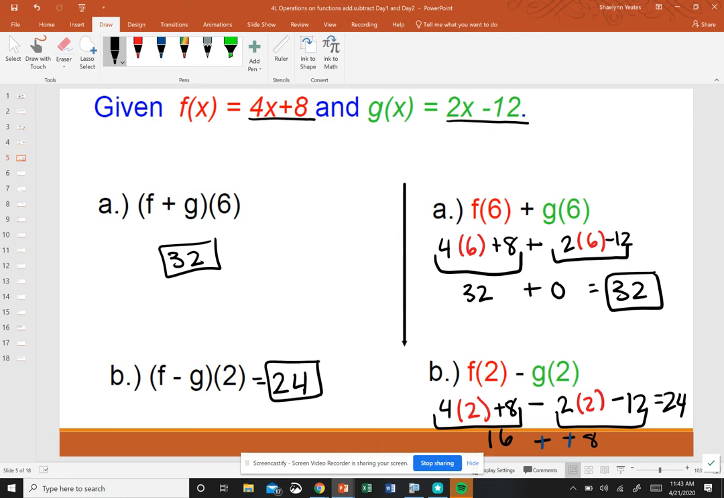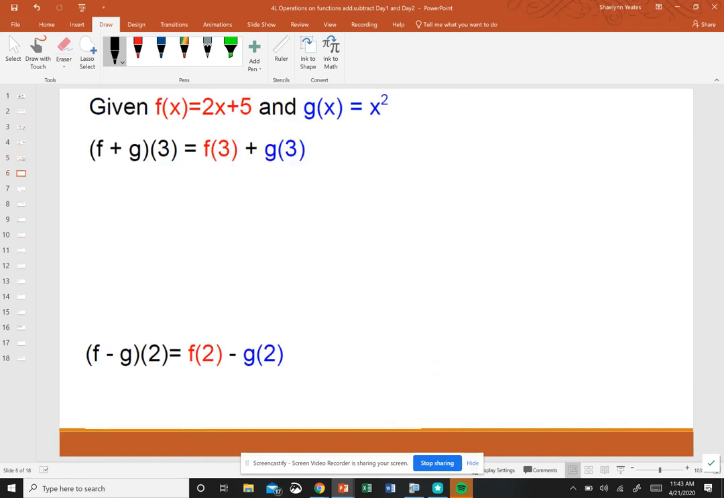All right, how you feeling? This is where the new stuff is. Right, let's look at this. So we're going to do f of x and g of x are going to be different now. F of x is 2x plus 5, and g of x is x squared. So now we're going to find f plus g of 3. So we're going to find each of those separately.